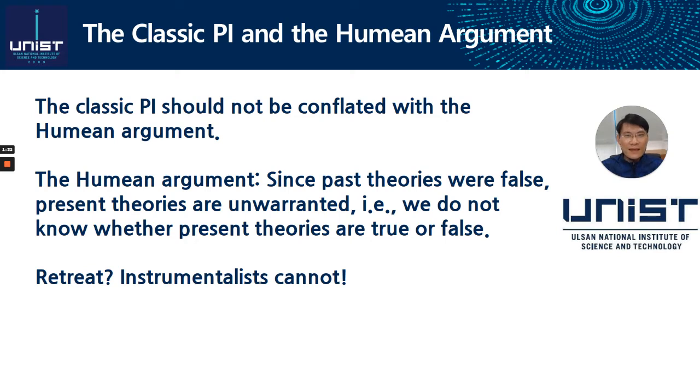The classic pessimistic induction shouldn't be conflated with the Humean argument. The Humean argument holds that since past theories were false, present theories are unwarranted, i.e., we don't know whether present theories are true or false. The classic pessimistic induction accepts David Hume's uniformity principle, whereas the Humean argument rejects it. Pessimists tend to retreat to the Humean argument when the classic pessimistic induction is under fire. This move is not available to instrumentalists because they endorse the uniformity principle.